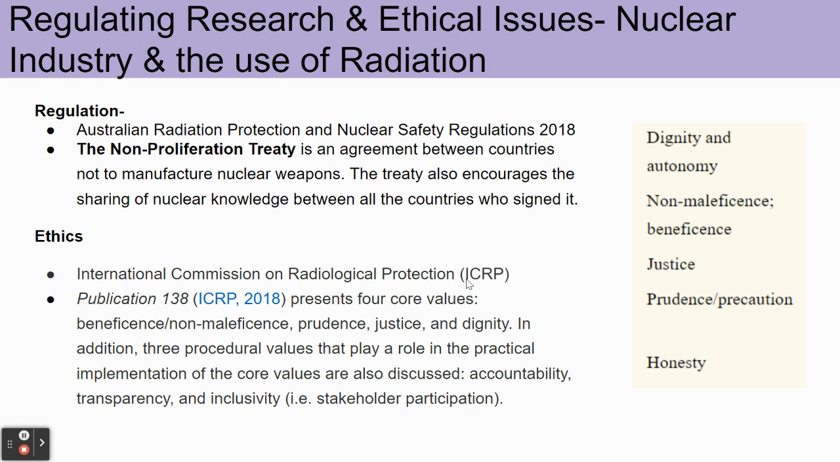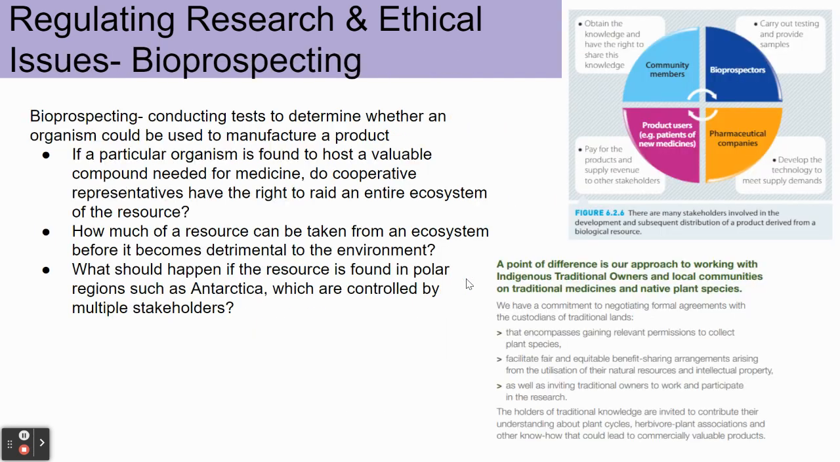The next is the nuclear industry and the use of radiation. So, in terms of regulation, there's the Australian Radiation Protection and Nuclear Safety Regulations that were outlined in 2018. And then there's the Non-Proliferation Treaty, which is the agreement between countries to not manufacture nuclear weapons, but being able to use nuclear technology for health reasons. In terms of ethics, there's the International Commission on Radiological Protection, and there are 4 core values that it looks at in the use of radiation in terms of medicine. So making sure that there is a large amount of transparency here in the way in which we suggest radiation treatment, but also use it in society.